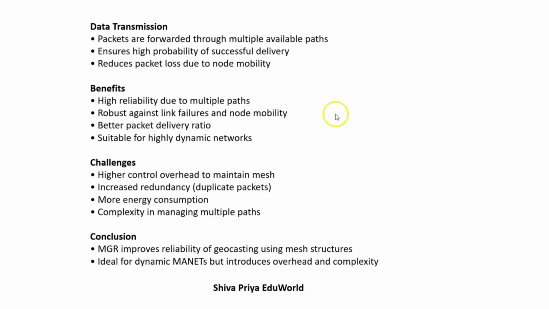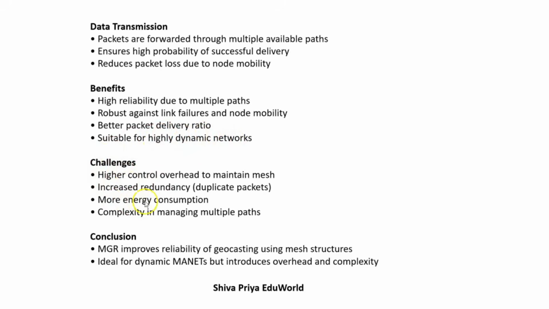It reduces the packet loss because of node mobility, and the benefits are high reliability due to the multiple paths. Again and again, no need to explain, I think. It is robust against link failure and node mobility. The same thing I have explained. It gives better packet delivery ratio and is suitable for highly dynamic networks as well.